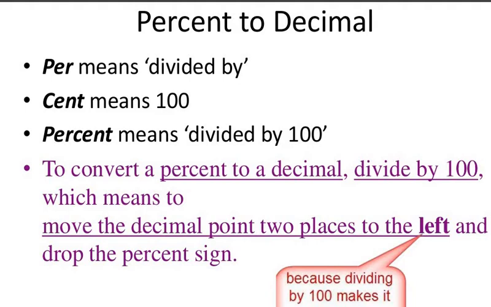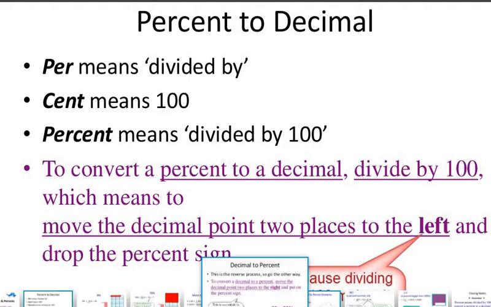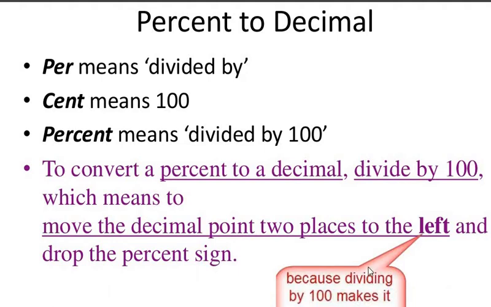Now, dividing by 100, in dealing with the decimal point, means moving the decimal point to the left and dropping the percent sign. No need for the percent sign. And it's nice that they told you here why we move it to the left: dividing by 100 makes my value smaller. If I multiply, it means that I make it bigger. If I divide, it should be smaller.